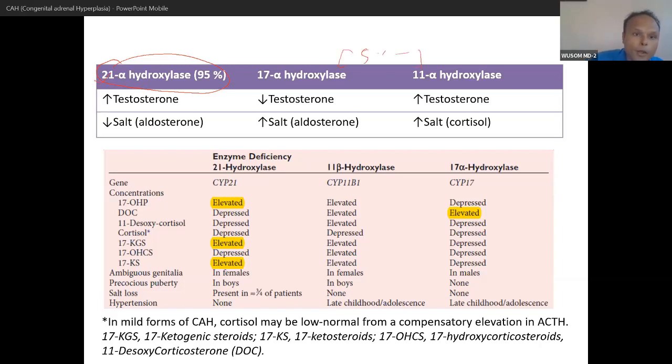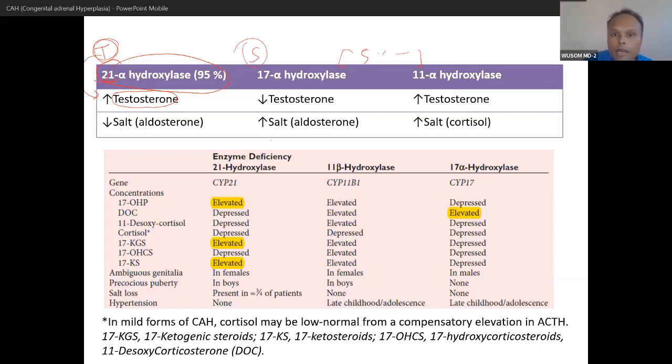So here you can see when you say 21, the number 21 is T. So you can understand this testosterone related hormone is high. Sex corticoid is high. Not only testosterone, other sex corticoids are high. So what will happen? In 21 alpha hydroxylase, virilization. And if one is high, the other will be low. Just remember testosterone and salt. So salt will be low. In 17, S for salt. So salt will be high and then testosterone is low.